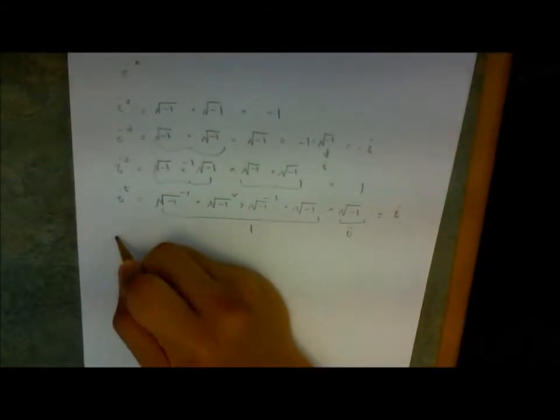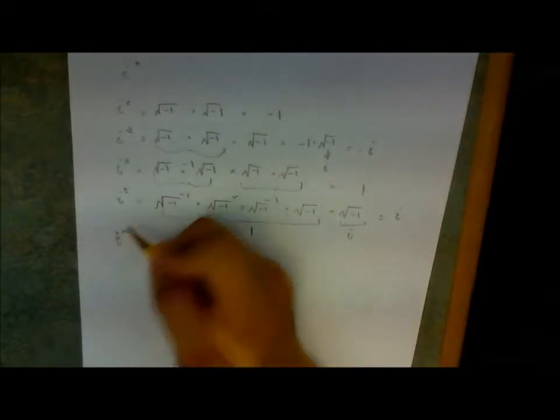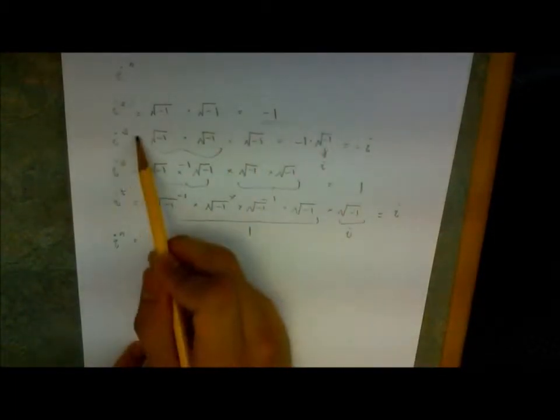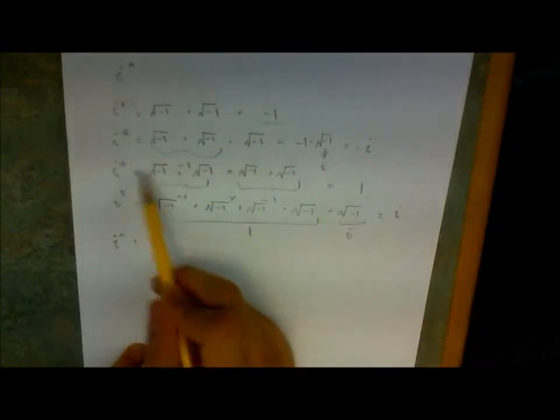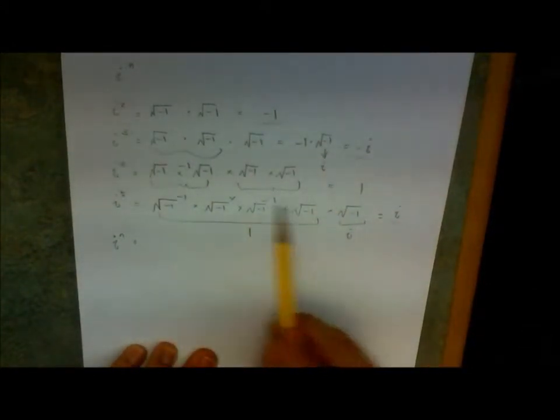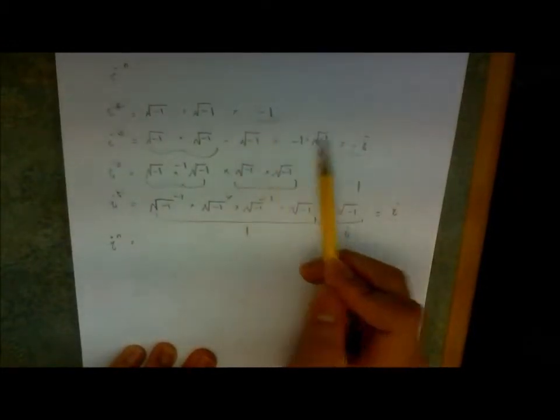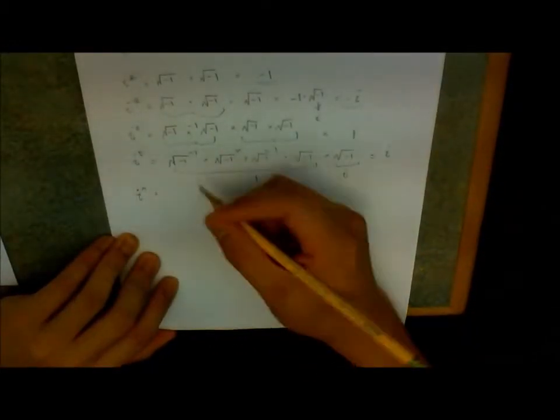So we kind of see how this has a rule to it, but how do we use it so it's easier? If we have i to the n, how do we know what it's going to be? So we see when there's 2, it goes -1. When there's 3, it goes -i. 4 goes 1. 5 goes i. So how do we find i to the n?